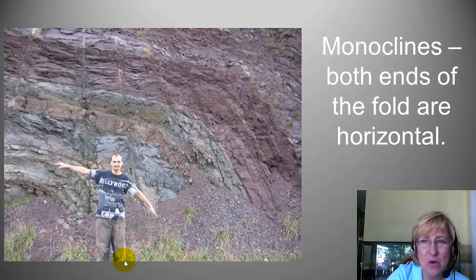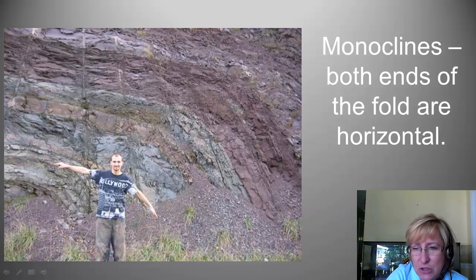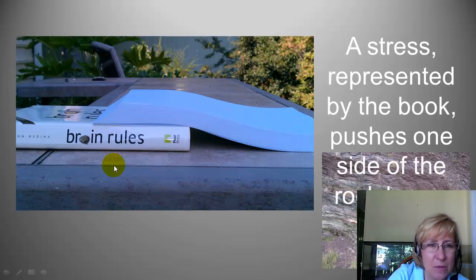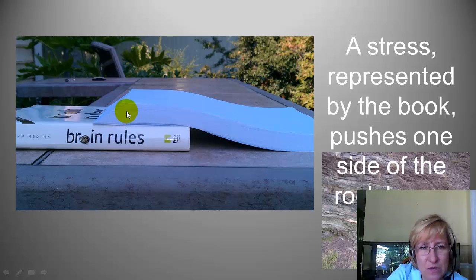And then the last type of fold is a monocline, where both ends of the fold are horizontal. So you can see here are the horizontal rock layers, and then here's the fold, and then if the picture continued, you would see horizontal rock layers over here. A good way to think about that would be to think of a stack of paper. It's all horizontal when it's first laid down. And then if you put a stress on that stack of paper, and that's represented by the book, then you still have some horizontal layers at the beginning, and then the fold, and then horizontal layers going across again.